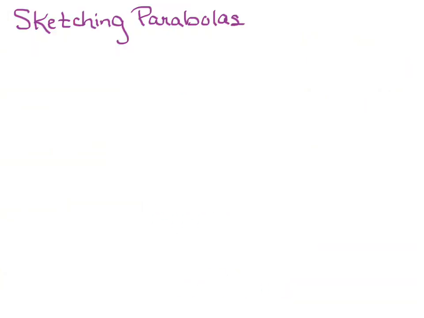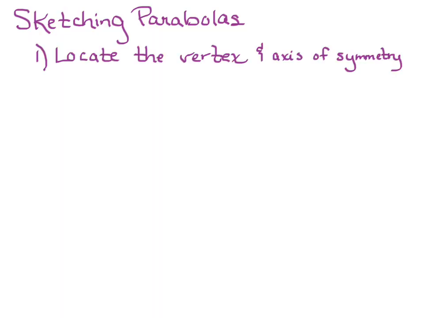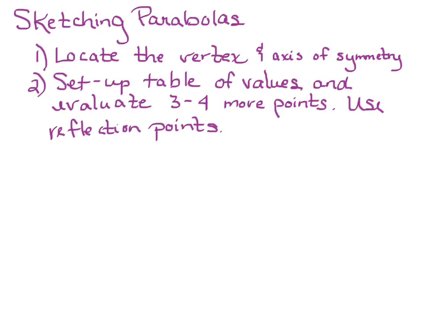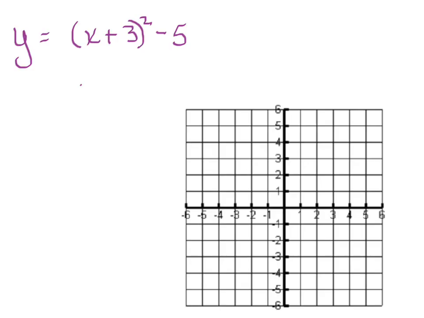So let's take a look at sketching parabolas. Okay, so we're going to start with some steps here. You want to write these down. Locate the vertex and the axis of symmetry. Set up a table of values and evaluate 3 or 4 more points. And use reflection points, and I'll talk to you about that in a minute, and then sketch. So let's take a look at an example.